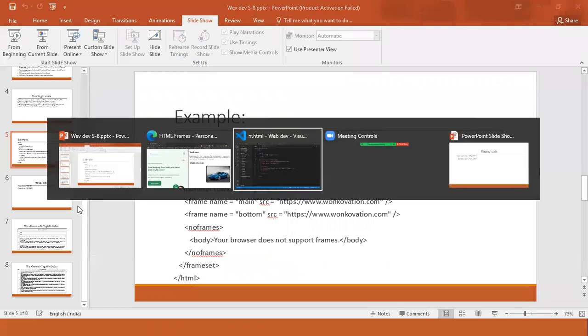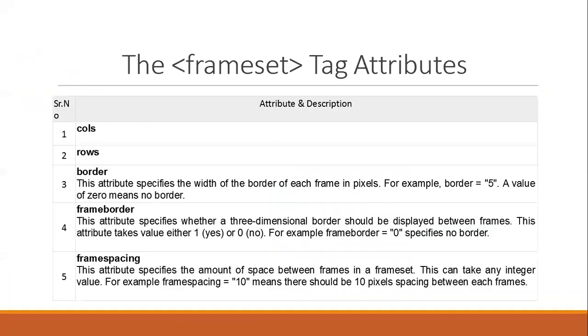Now, there are some attributes of the frameset also. So what is the frameset? Frameset is the outermost frame; whatever the frame is, it will be set in a frameset. So what are the attributes of the frameset, so that we can use the frameset more efficiently?